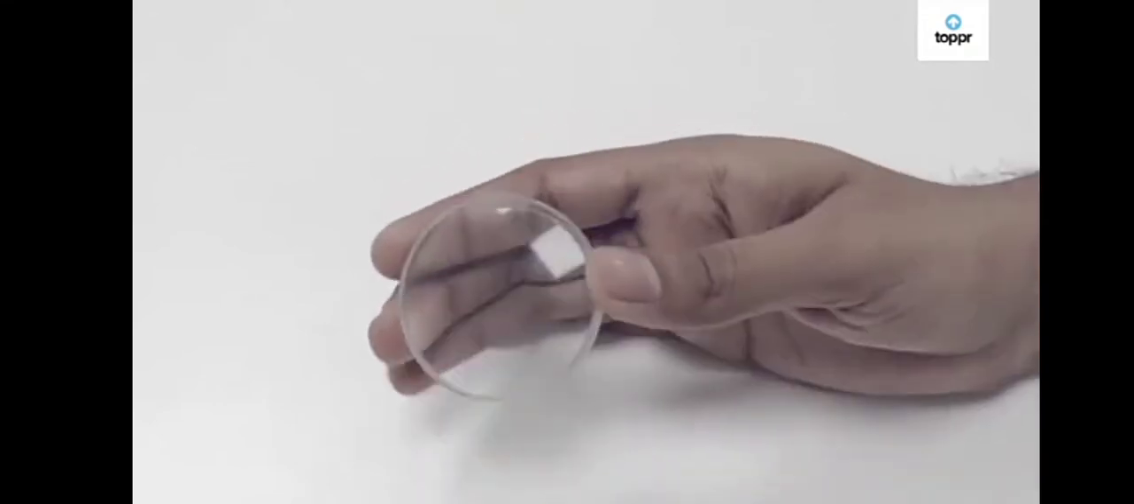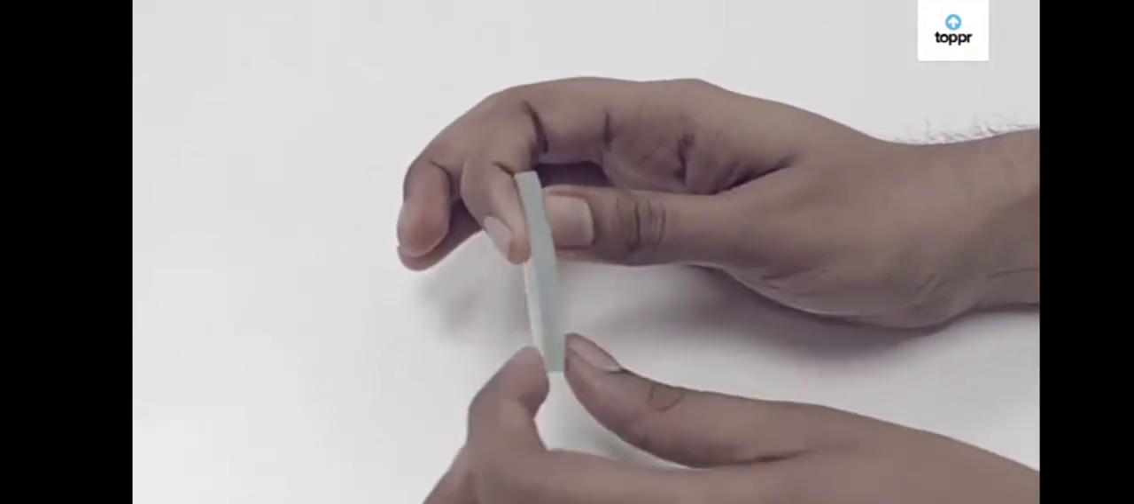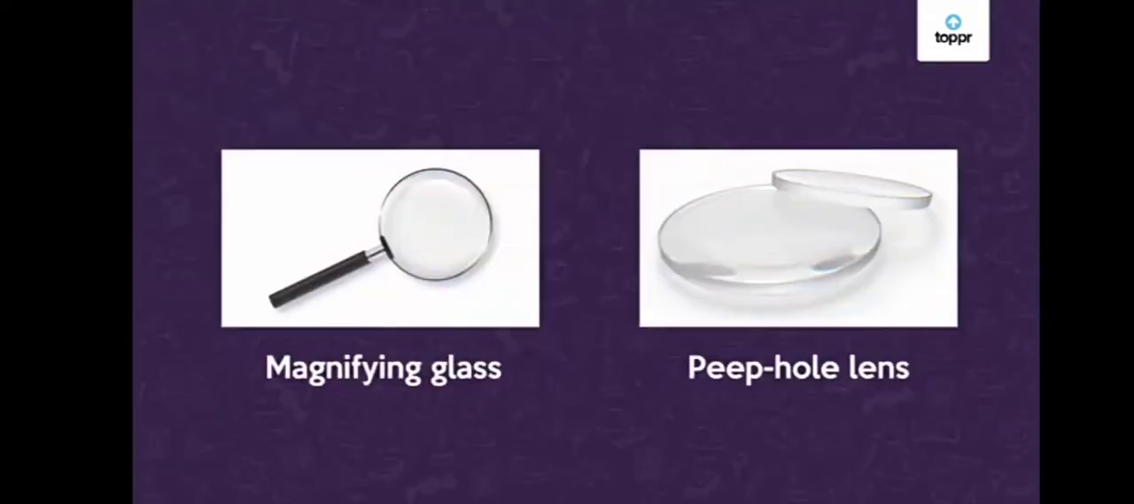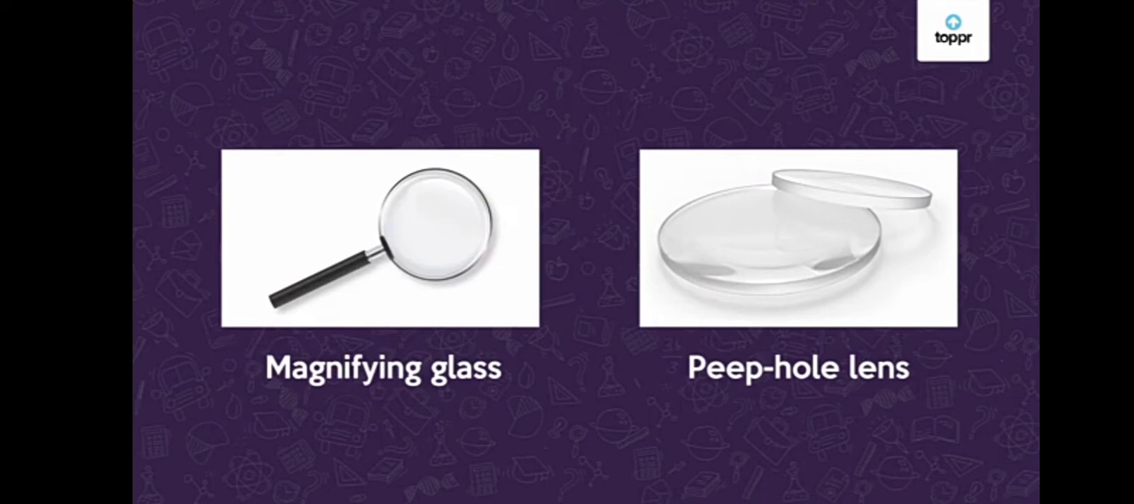Have you ever seen through the peepholes of the door? Yes, peepholes are also lenses, but they make things appear smaller. If you observe the peephole lens, it will be thin in the middle and thick on the edge, which is very different from the magnifying glass. So we can say that there are different types of lenses.